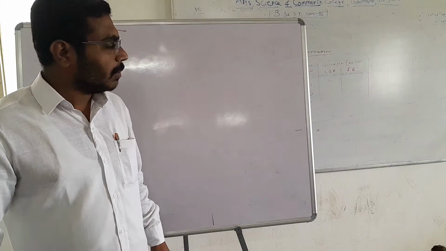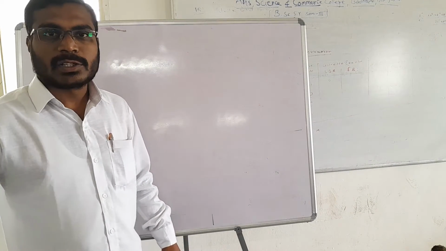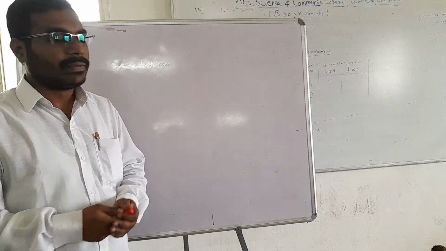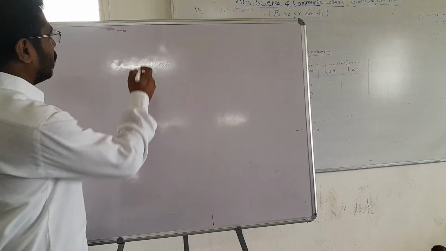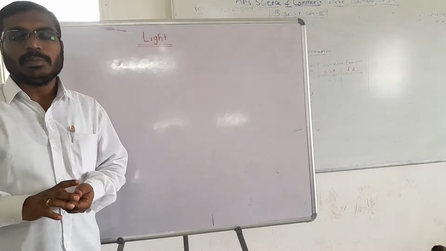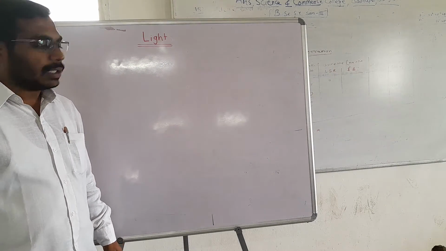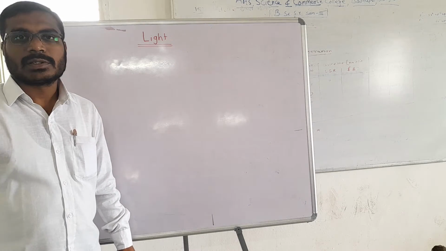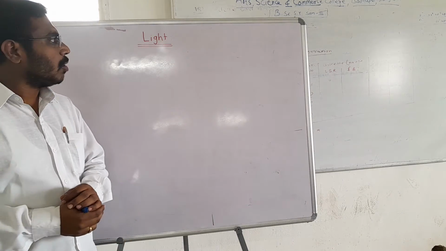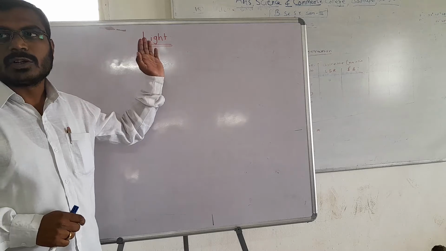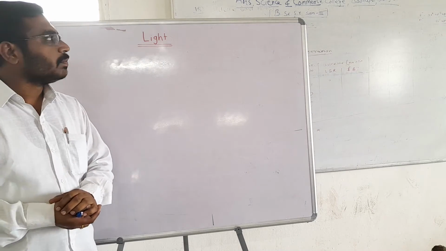Today we will see the next abiotic environmental factor, that is light. Light is a very important abiotic environmental factor. All the living organisms exist on earth only because of the light.